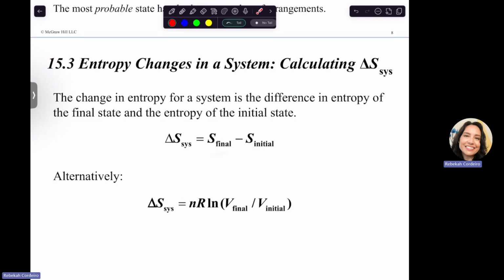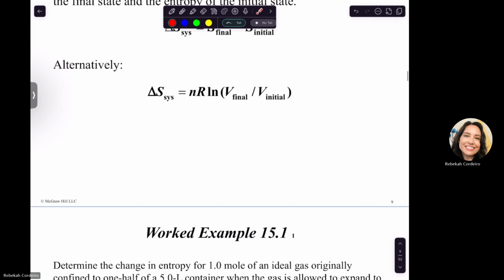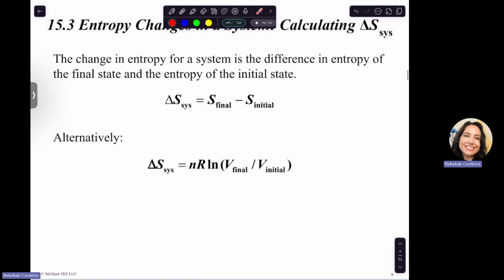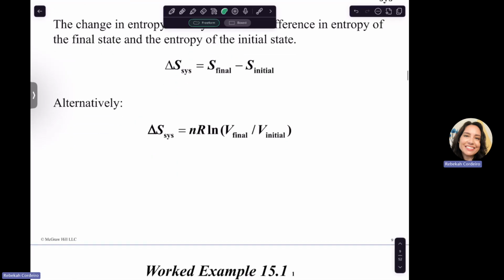Alternatively, we could do some calculations. You don't need to worry about the derivation here, but we can get this formula: the number of moles of a substance times R times the natural log of the final volume over the initial volume. So increasing the volume can increase our entropy. So let's take these formulas, and we're going to work a problem.